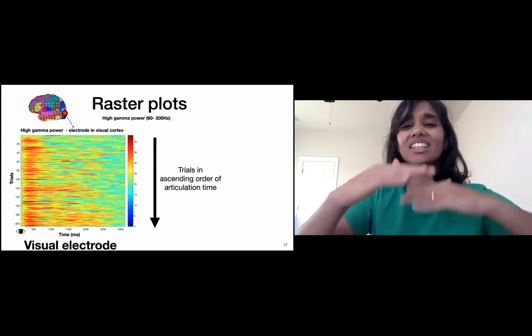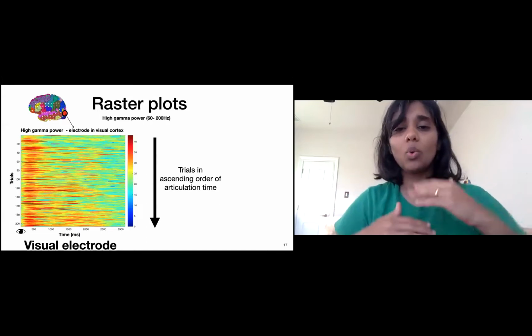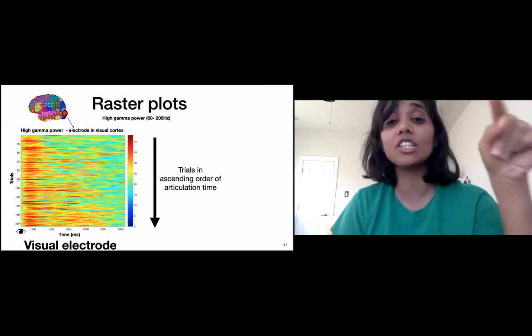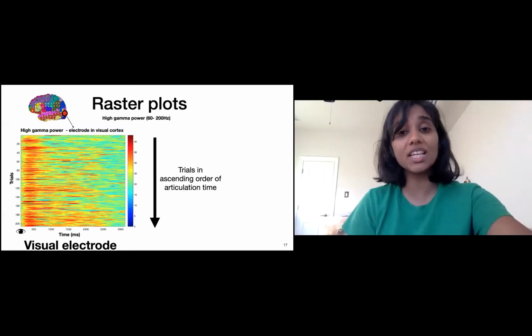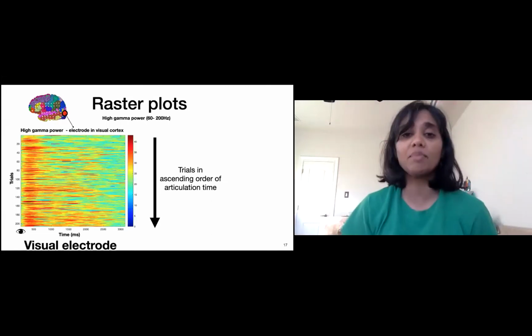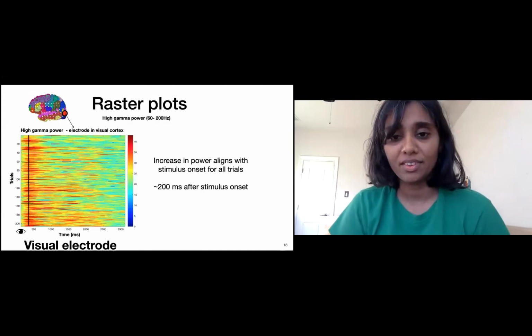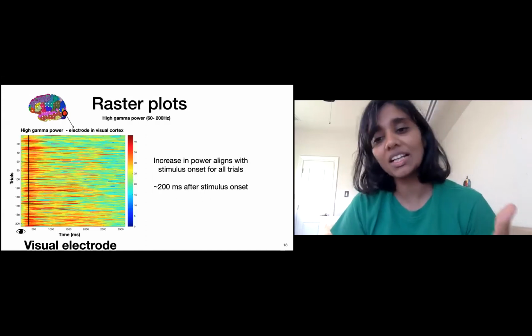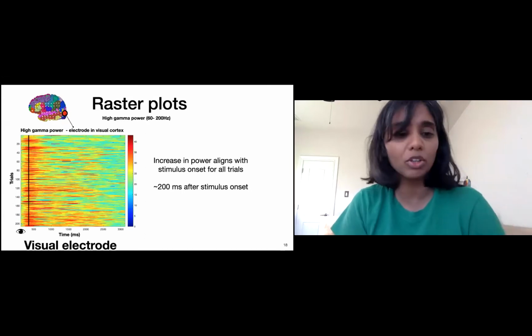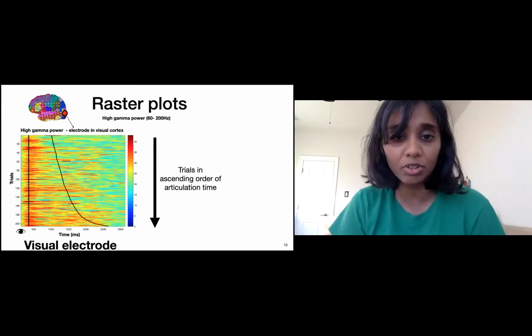I'm just stacking the power from all these trials, one on top of the other, just so you can see what it looks like. And you can see that this is a visual electrode. As soon as the image came on the screen, there was power in your visual cortex. Boom, high gamma power goes up. And so you can see that the power increase for all trials is aligned with the stimulus. It's about 200 milliseconds after stimulus.